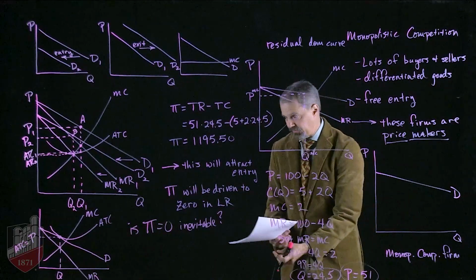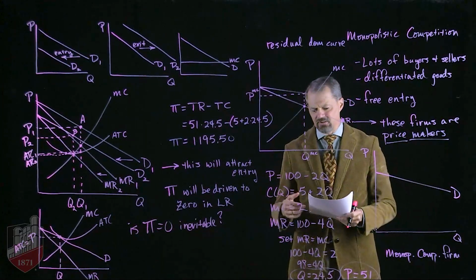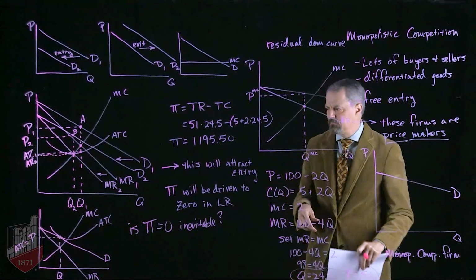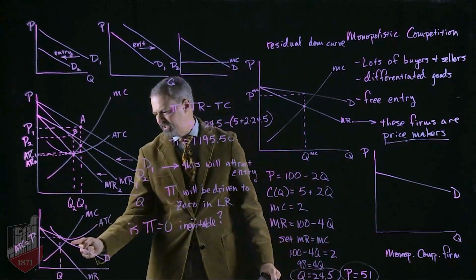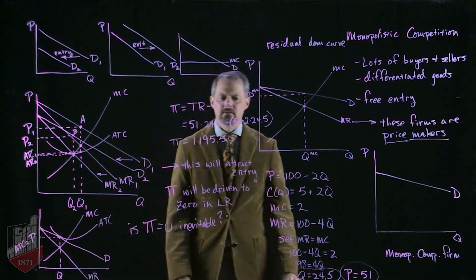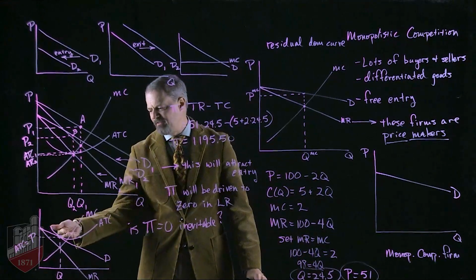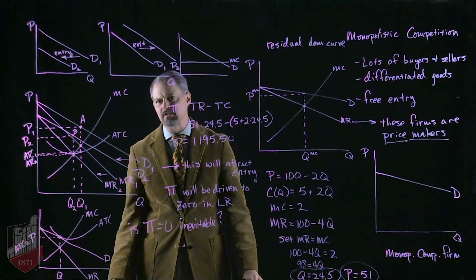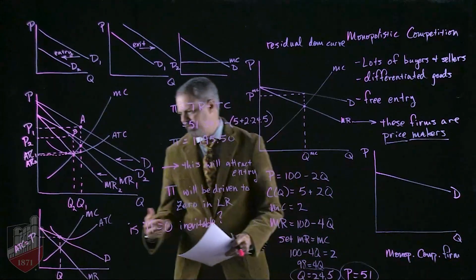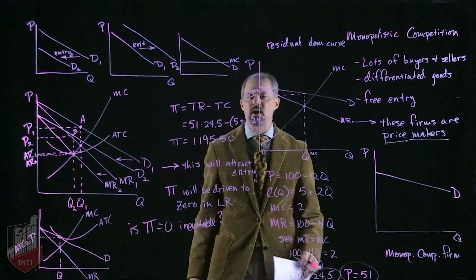Well, its entry is going to be continually driving profit to zero. There are two things that are under the control of the firm that the firm might be able to change. The first is the firm could try to shift its residual demand curve to the right, or the firm might be able to become more efficient and reduce its average total cost curves, or all of its cost curves. If it could shift those cost curves down or shift that residual demand curve to the right, it could make its profit positive again.